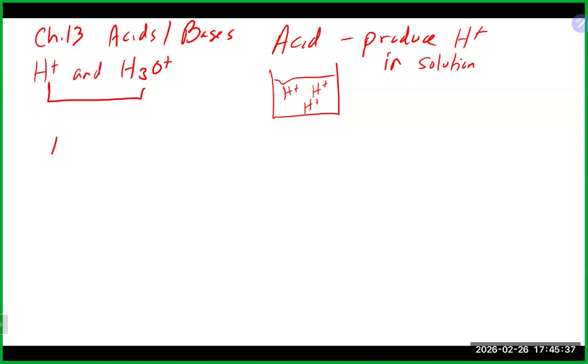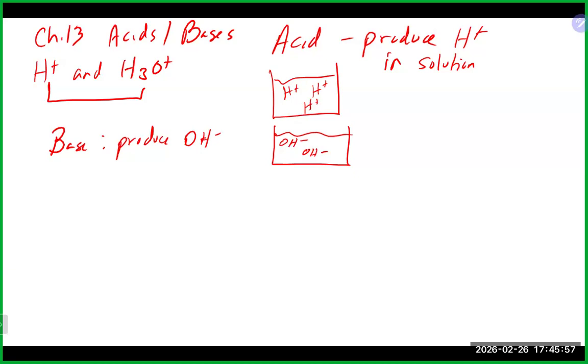A base, on the other hand, is something that can produce hydroxide ions in solution. Same idea there. It needs to be free floating hydroxide ions, not attached to anything, just floating around freely in the solution to be able to do that.